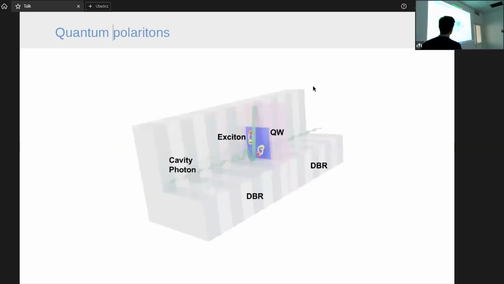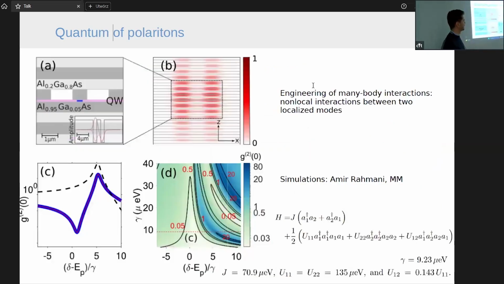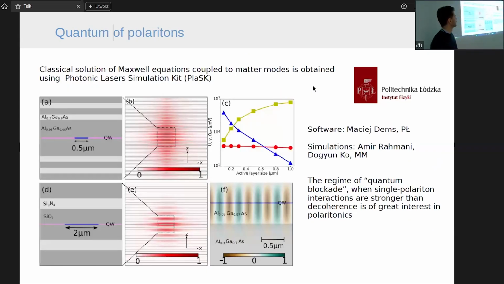And in the end, we find eigenmodes of such a confined system, and we can say that the Hamiltonian has such a form just by solving the Maxwell equations. But okay, I will not go into details because there's not enough time. So thank you very much for your attention.